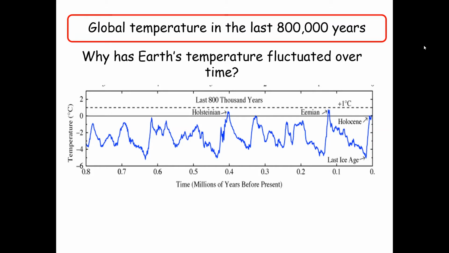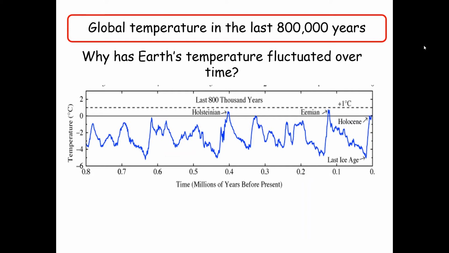So as we can see, there's been many fluctuations in the Earth's temperature throughout the Quaternary period. As we can see in this graph again, we've got the cooler periods known as the glacials and the warmer periods known as the interglacials. But why has the Earth's temperature fluctuated over this time?